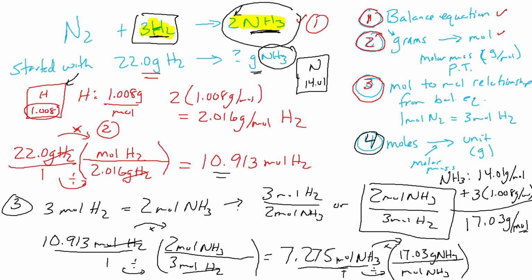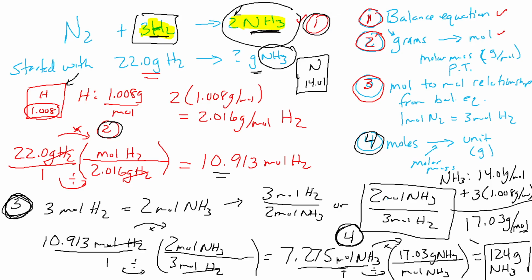We'll take our 17.03, we will times it by our 7.275 and hit equals. And that will get us something like 124 grams of NH3. And that would be step number 4 here. So you can see here 4 basic steps for a basic stoichiometry problem. Balance the equation, convert to moles using the molar mass from the periodic table, go to the equation, get the mole to mole relationship for what you're interested in, and then take those moles to some other unit.